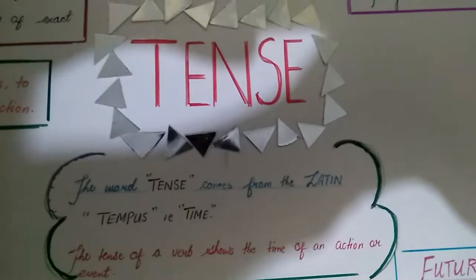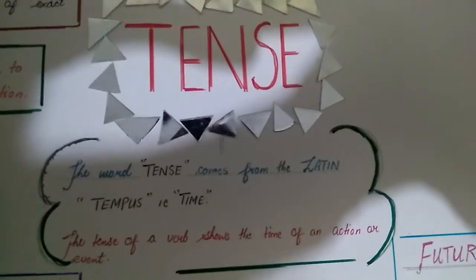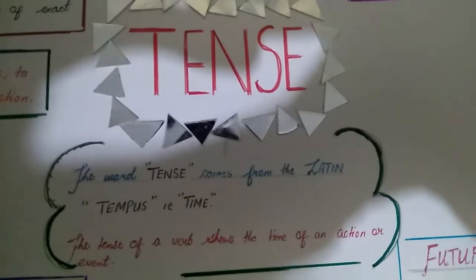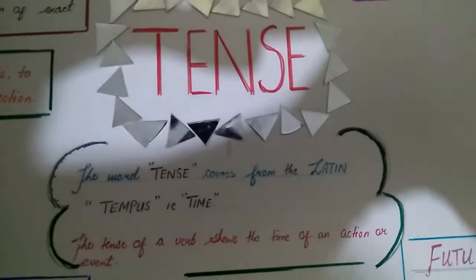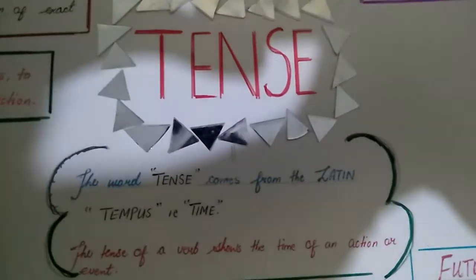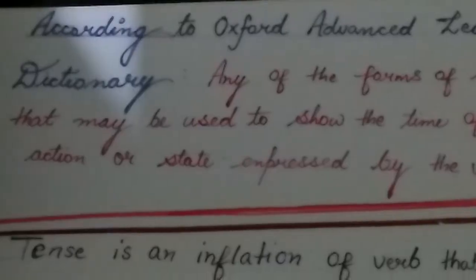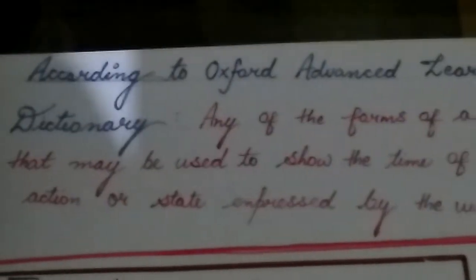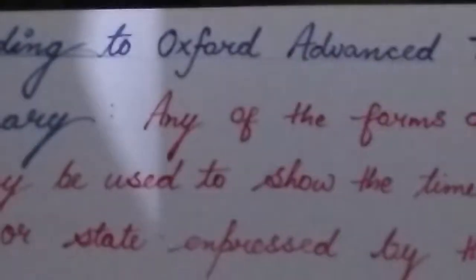Let us try to trace the origin and development of tenses as a grammatical unit. Hi friends, what does the Oxford Advanced Learner's Dictionary tell us about tense? Any form of the verb that may be used to express the time of an action or state expressed by the verb.